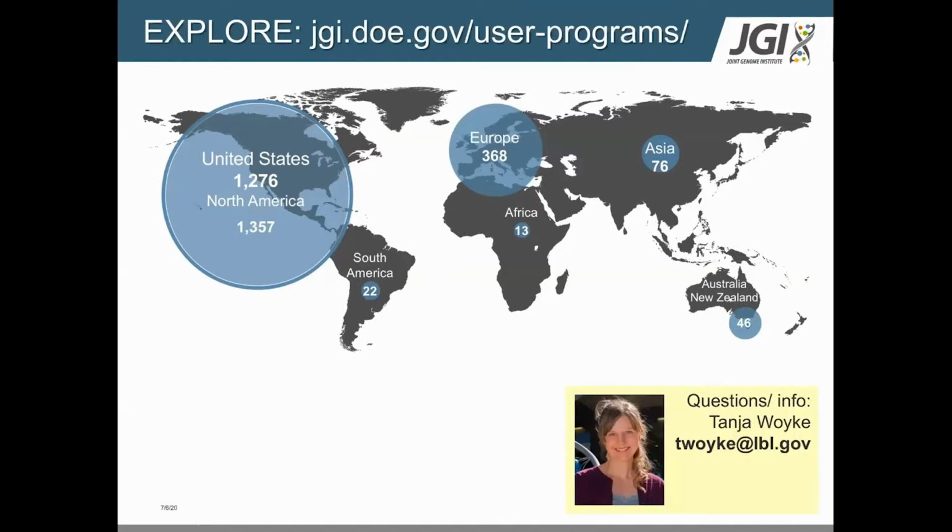If you have any questions about any of these user programs, please contact Tanya Woike. I have her email provided here below. She's serving as our interim deputy director for user programs, and she'll be very happy to chat with you about any questions that you might have about submitting a proposal to one of our user programs.